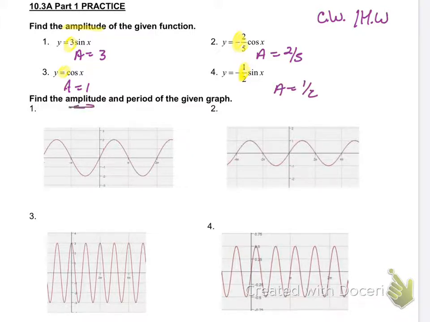Here, they want us to find the amplitude and the period of the given graph. So if I start here at 0, 0, and I go this way, it will make an S, so I know it's sine. It's going to go 0 to 2 pi. And then your amplitude is, let's see, your max is 2, and your min is -2. So your amplitude is 2. Okay. This one, it looks like your max is 1/2 and -1/2.